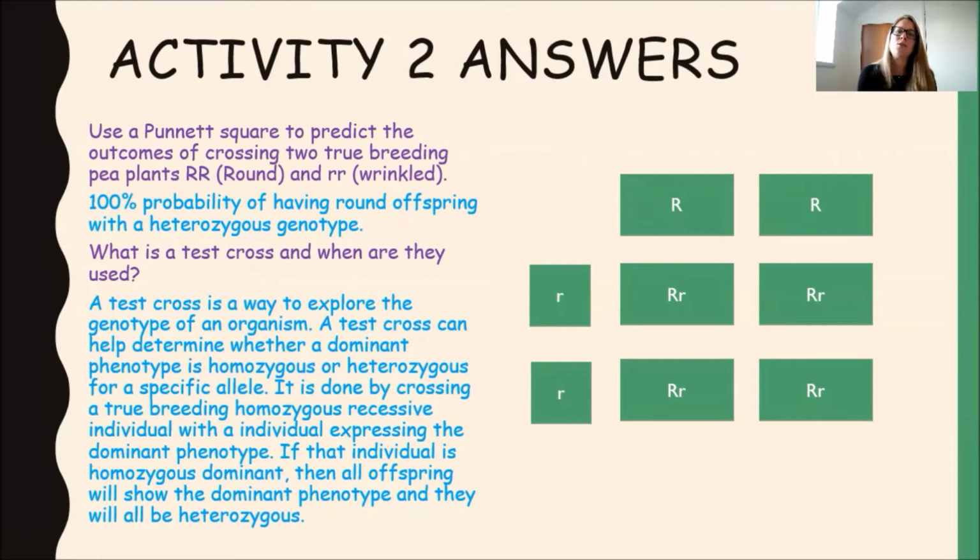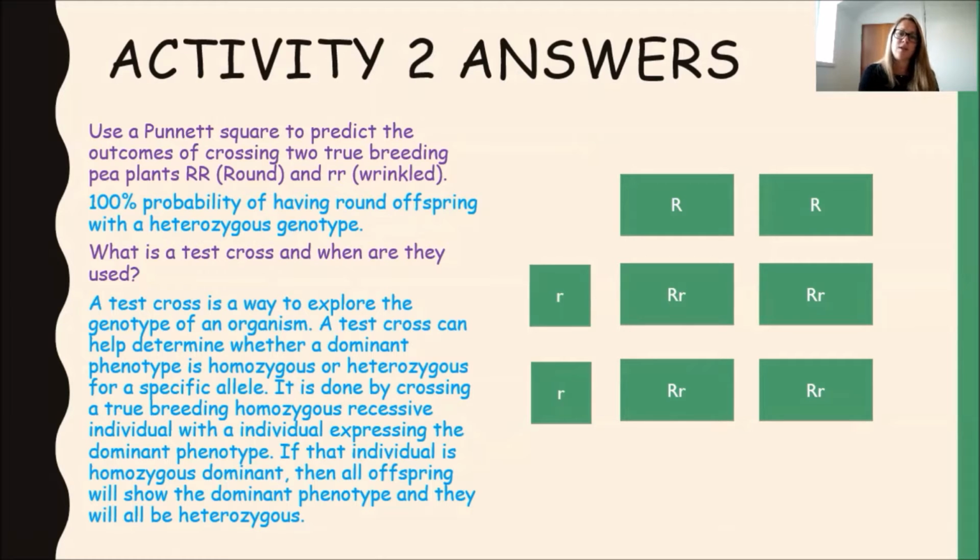Well, a test cross is a way of working out what the actual genotype of the parent is. When we look at different organisms, we can see where the individual has the recessive phenotype. That's easy to spot. But when an individual has the dominant phenotype, how do we know if they're homozygous dominant or heterozygous? We can't actually, from the outside, see the alleles that they have in their genotype.